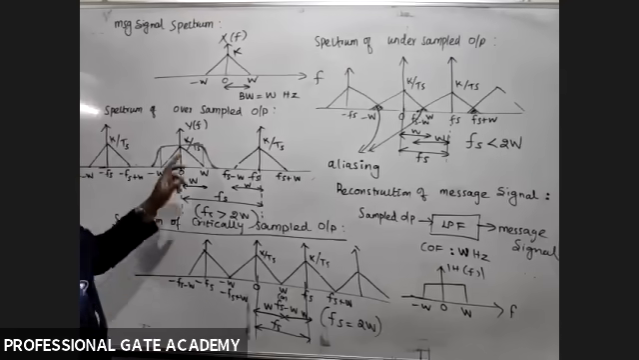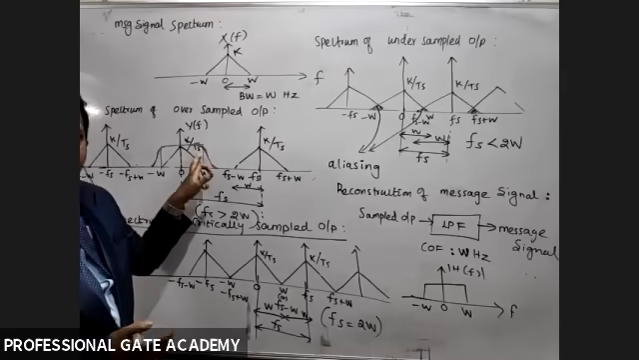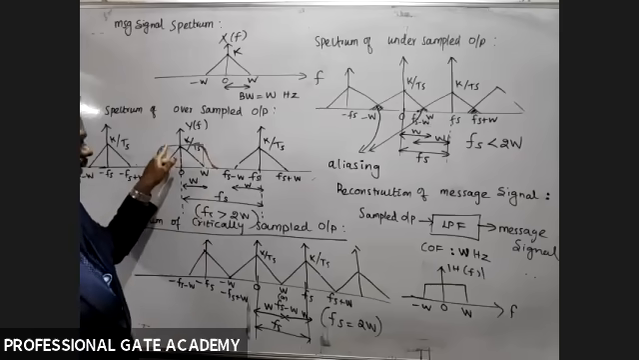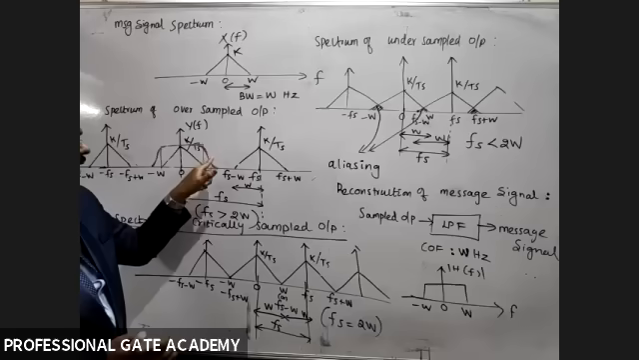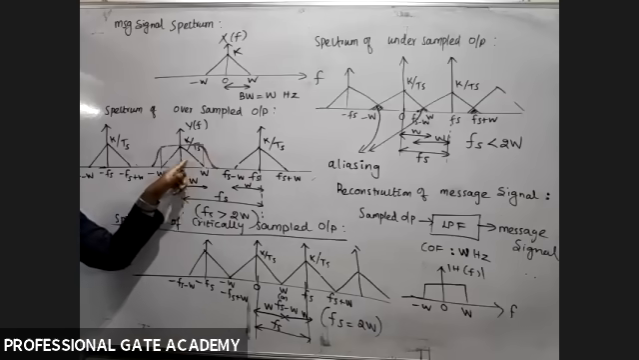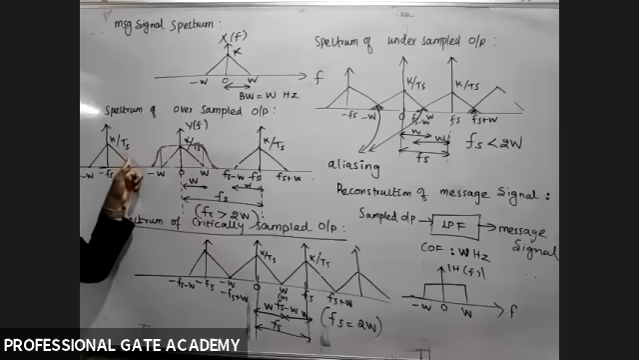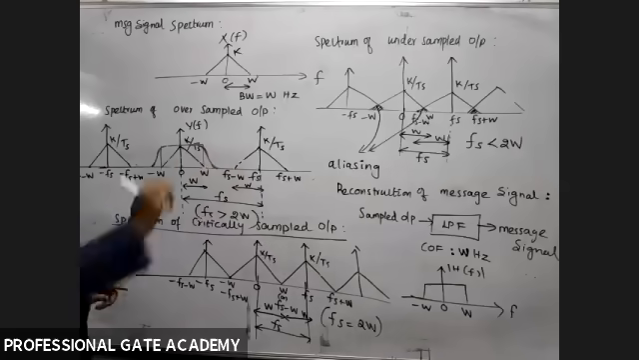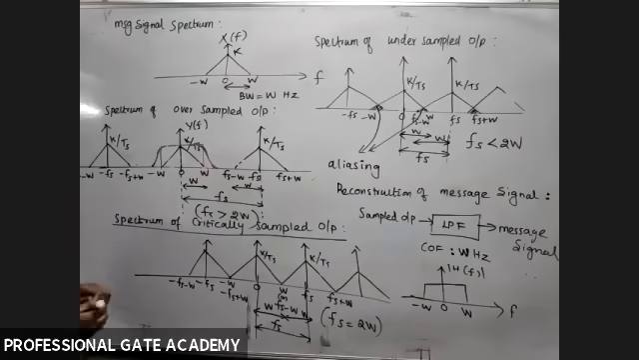Students, listen. For oversampling, I will give the statement, then you can write. For oversampling, even by considering a practical low pass filter, only which one is allowed? The message signal is allowed, other components are not allowed. What is the main reason? Due to the band gap between adjacent spectral components.